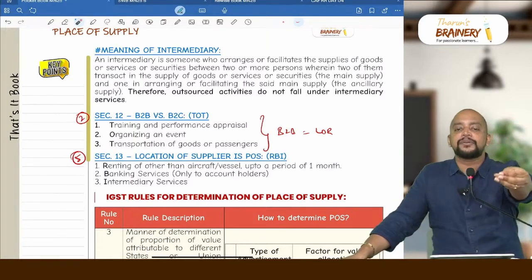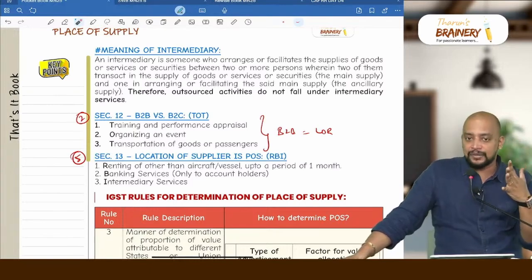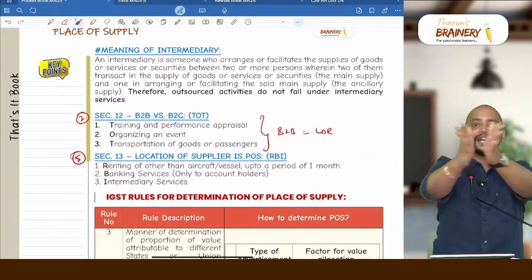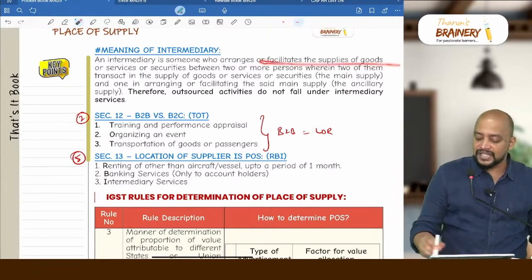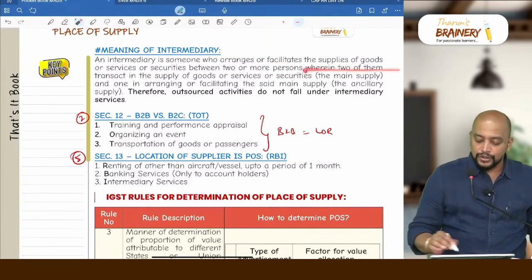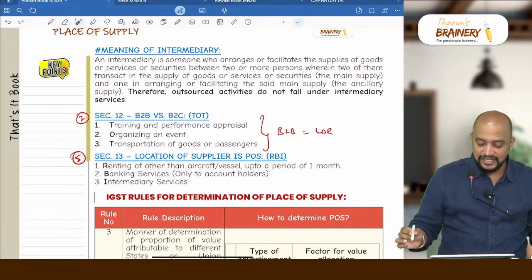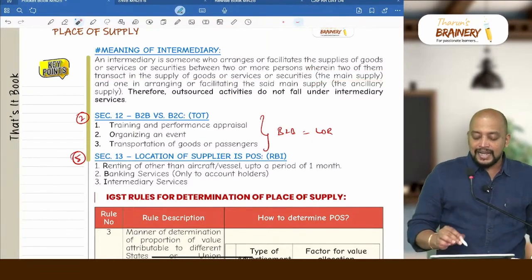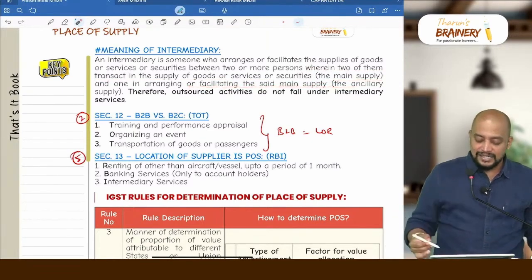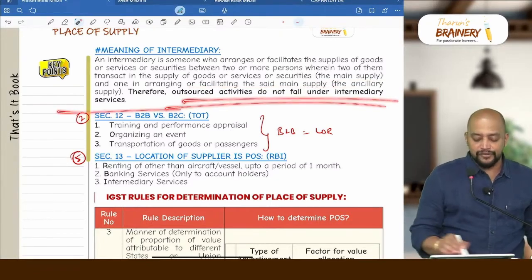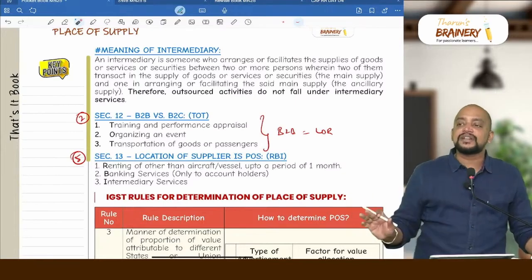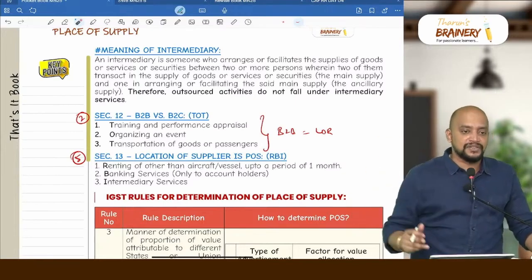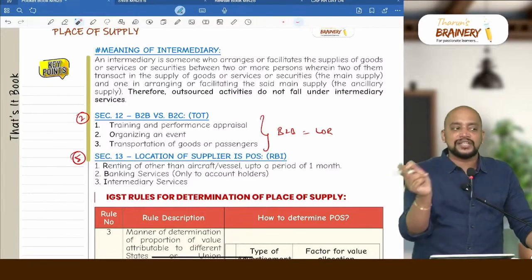For example, you need to do some work which you outsource to me. I will not be called an intermediary. Means there is a supplier, there is a recipient, I am just connecting the supplier and recipient, then I will be called an intermediary. An intermediary is someone who arranges or facilitates the supply of goods or services or securities between two or more persons, wherein two of them transact in supply of goods or services or securities, that is the main supply, and the one is arranging or facilitating the said main supply. Therefore, outsourced activities do not fall under intermediary services. So, outsourcing will not come. So, always remember, intermediary services should not be a continuing activity. Intermediary is just the connection between supplier and the recipient.